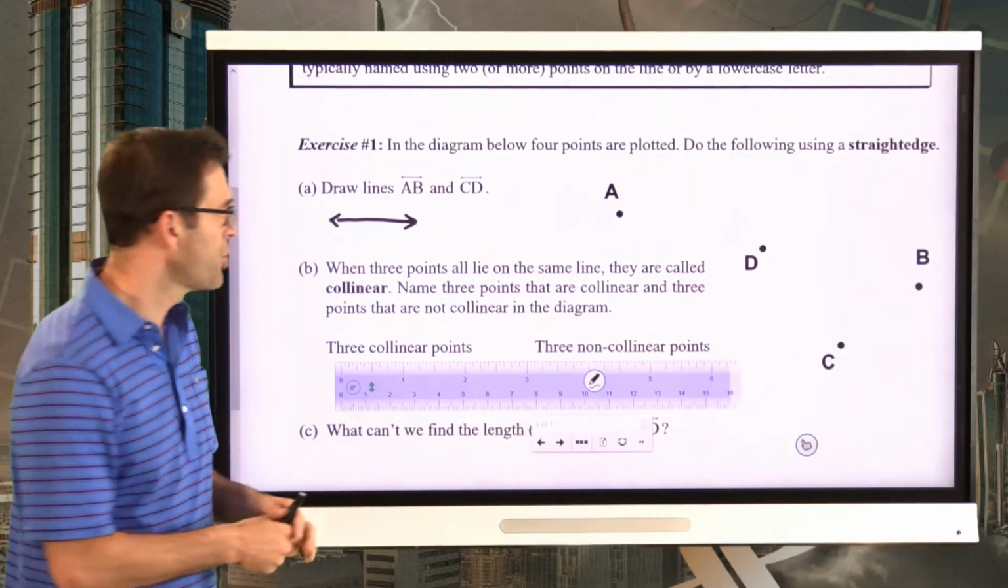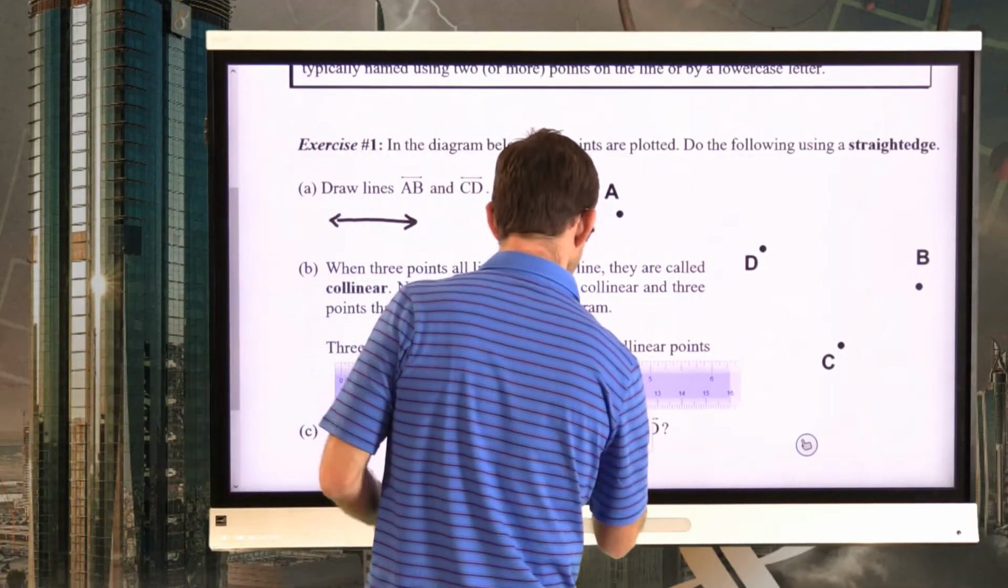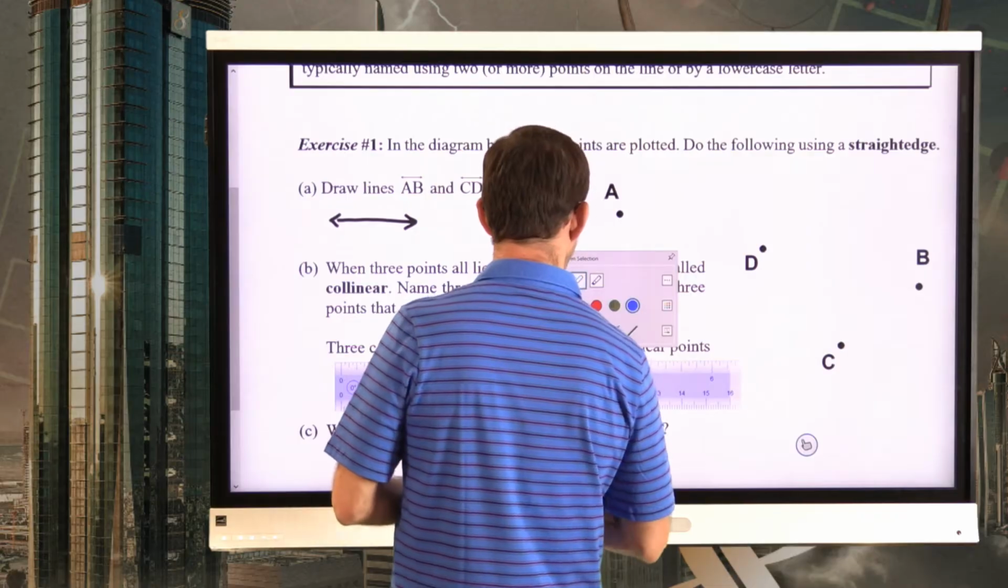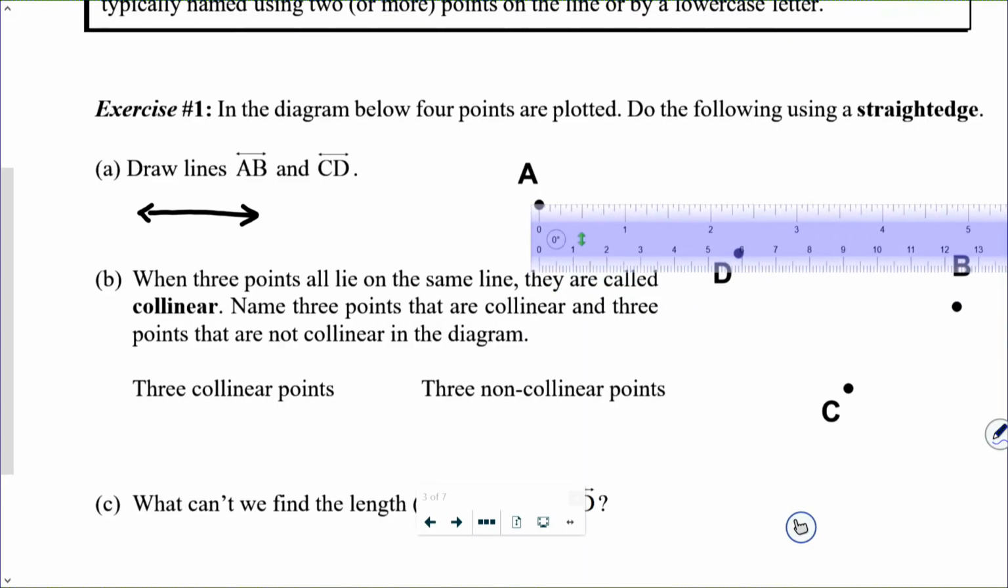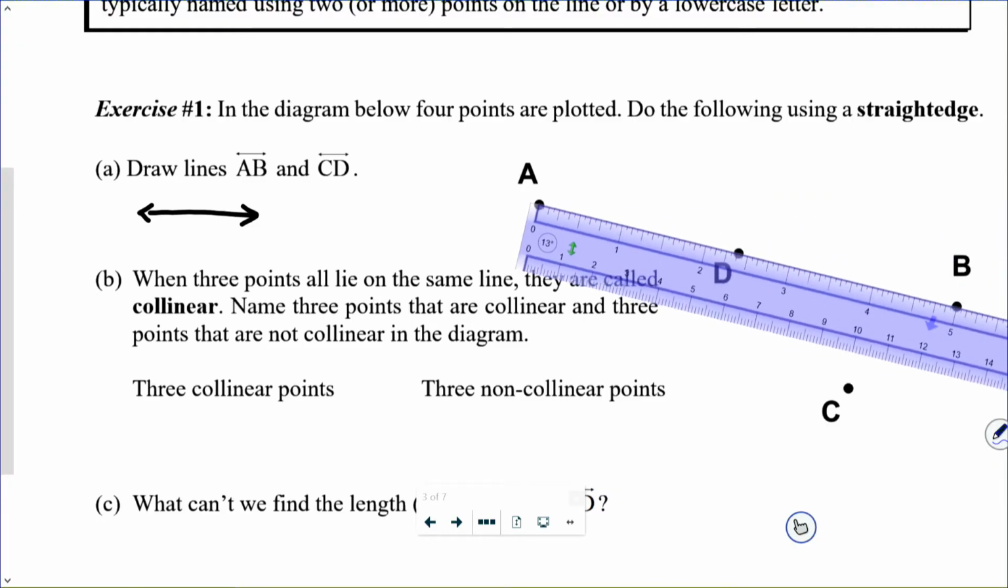And again, it's very simple. If I want to draw a line AB, let me go in blue. If I want to draw a line AB, then I'm just going to bring my ruler over. I'm going to take my straight edge, the whole idea of a straight line.